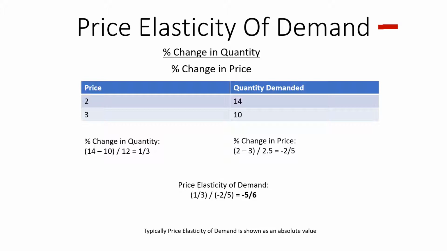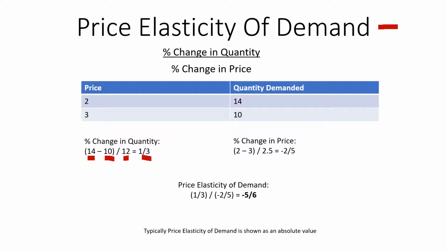Let's take our old quantity first, 14. We subtract out our new quantity, 10, and then divide by the average of the two quantities. The average of 10 and 14 is 12. This gets us 1/3. 1/3 is the percent change in quantity.